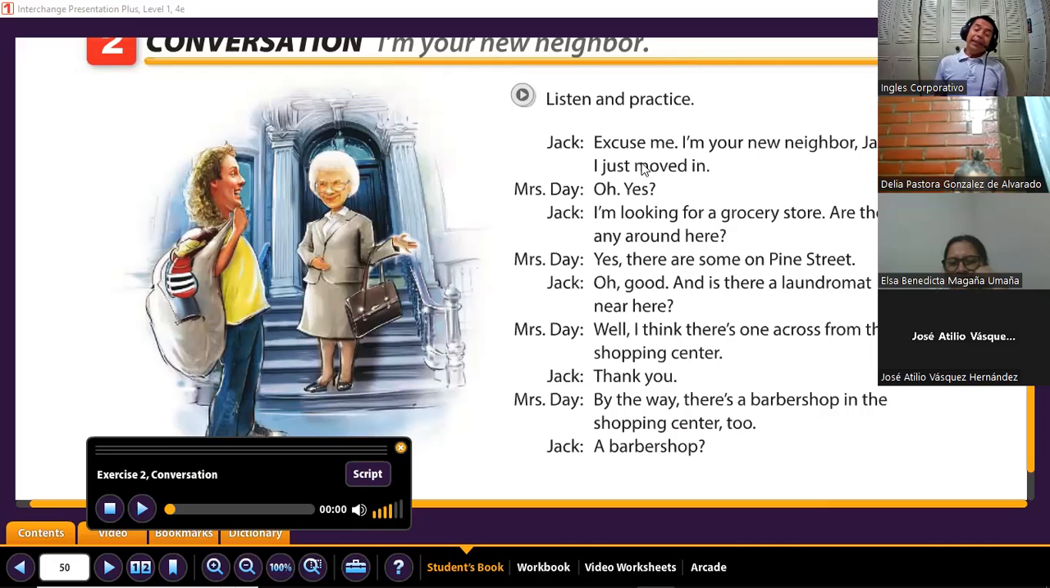Well, the difference is the kind of service. In a laundromat, you go and you wash the clothes. You put some coins, and then you start working with the machine, and you wash the clothes. But if you go to the dry cleaner, they wash the clothes for you. And it's more expensive, of course, right?